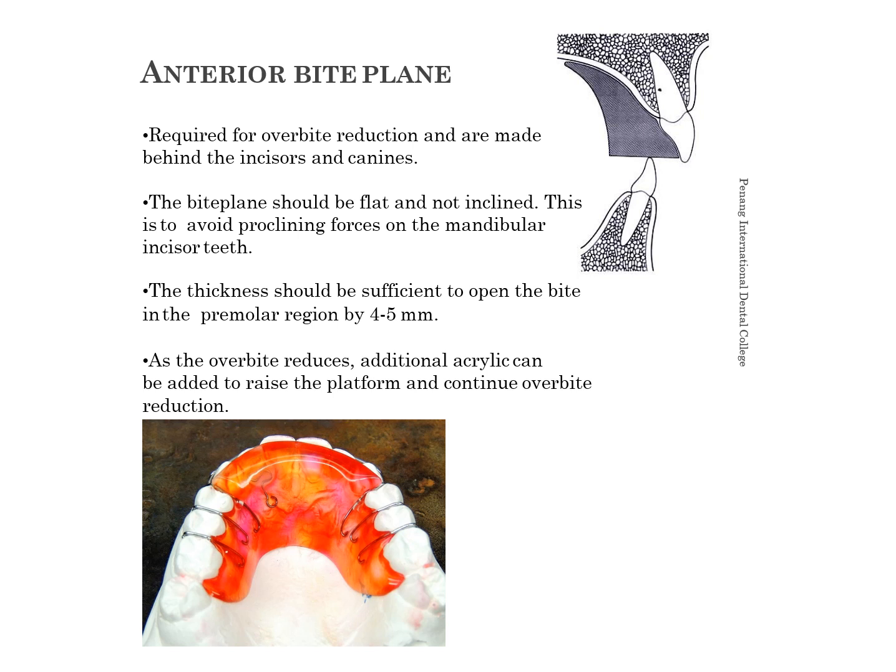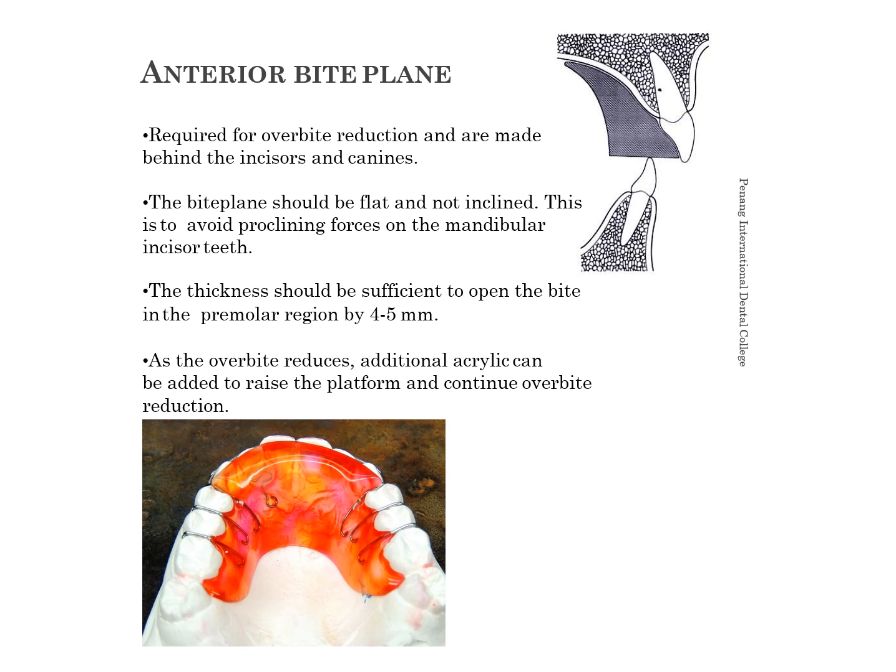The most common appliance that we give to correct a deep bite is your anterior bite plane. That means you have a removable appliance. It has an acrylic base plate, and here there is an extra layer of acrylic over here like a bite plane, right? These bite planes are required for overbite reduction and are made behind the incisors and your canines. The bite plane should be flat, it should not be inclined. This is to avoid proclining forces on the mandibular anterior teeth.